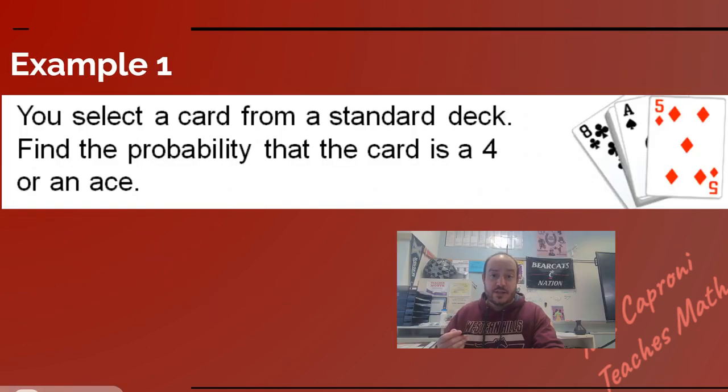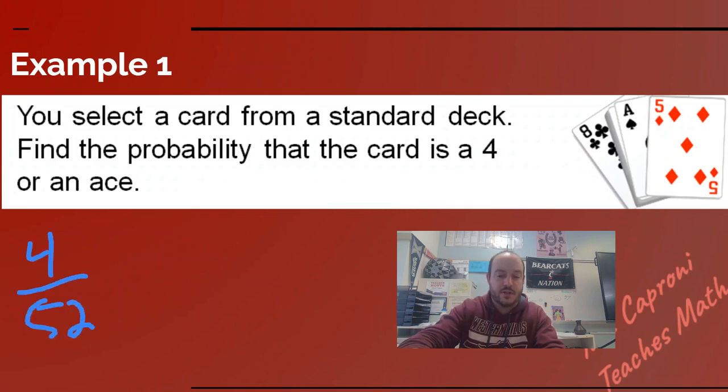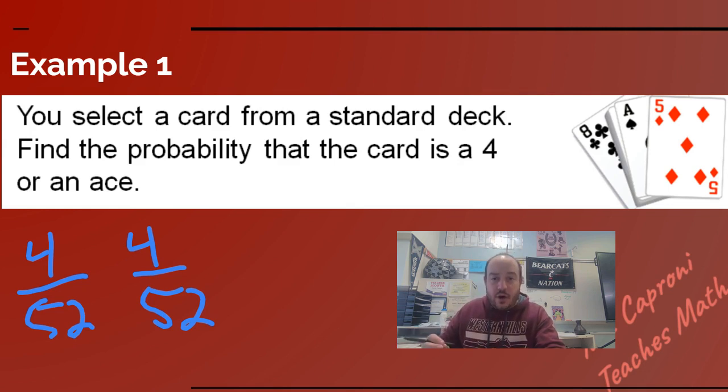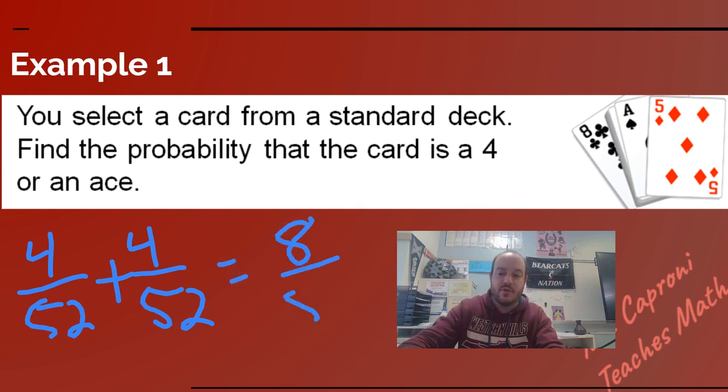So let's go ahead and look at this first example. So here it says you select a card from a standard deck, find the probability that the card is a 4 or an ace. Well, I know that there are 4 4s out of the 52 cards. I know that there are 4 aces out of the 52 cards. And I know that I can't have a 4 and an ace at the same time. So this is mutually exclusive, meaning we can just add the two together because there's no overlap there. I can never have both a 4 and ace at the same time. Once I add the two of these together, it would give me a final answer of having 8 over 52.